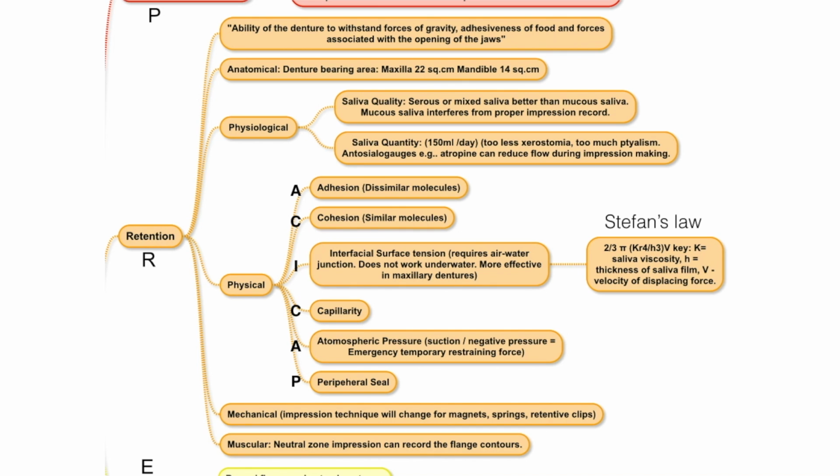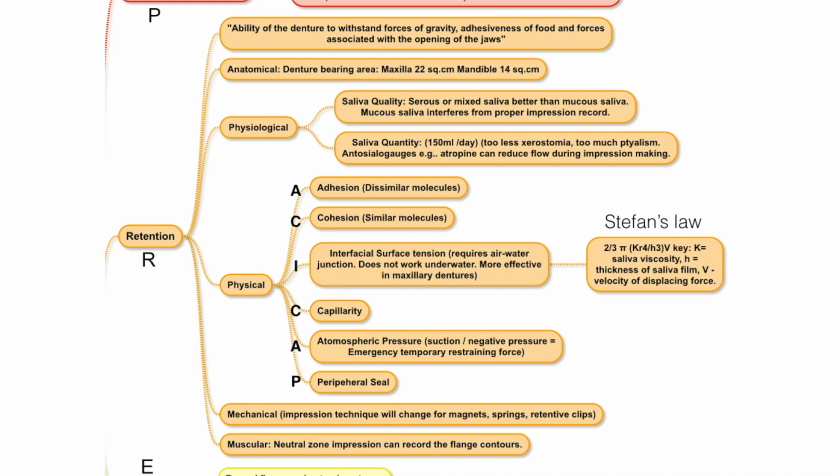The various factors affecting retention are anatomical, physiological, physical, mechanical, and muscular factors. The anatomical factors are the denture bearing area. Maxilla has a larger denture bearing area, so that has better retention than the mandible, which has only 14 square centimeters. Physiological, quantity and quality of saliva. If there's too much or too little saliva, it has to be corrected before impression making. Speaking of quality, you should have serous or mixed saliva. Too much mucous saliva can affect retention.